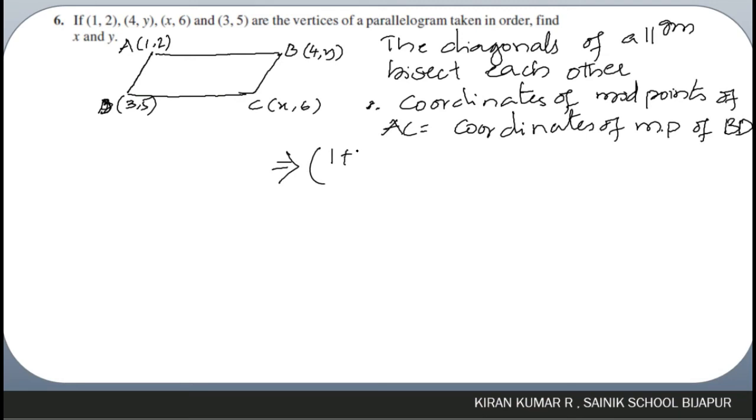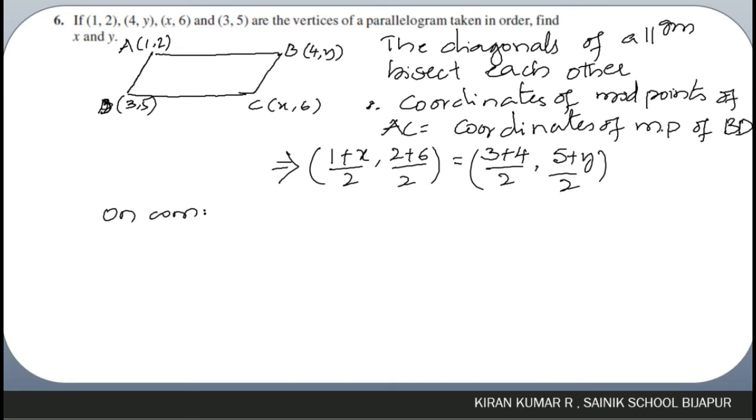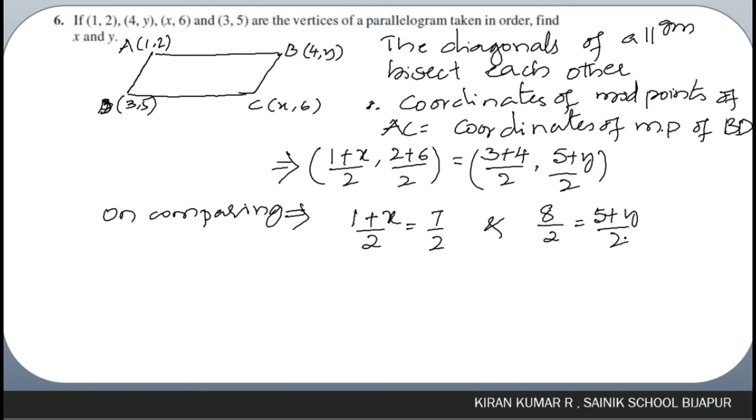So (1 + x)/2, (2 + 6)/2 will be equal to (3 + 4)/2, (5 + y)/2. On comparing, I can equate the x coordinate: (1 + x)/2 will be equal to 7/2, and 8/2 will be equal to (5 + y)/2.